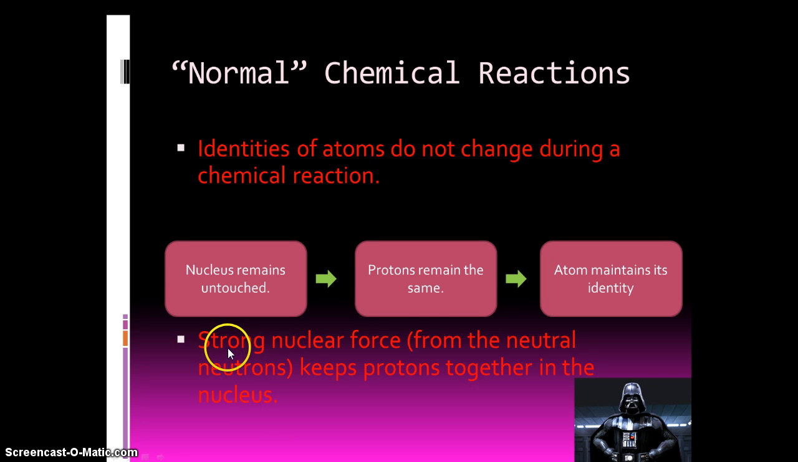So we have what's called a strong nuclear force. That's why the neutral neutrons are in the nucleus. It basically keeps the protons together in the nucleus, and it keeps them spaced far enough apart so they're in a stable configuration. That's essentially just called the force, or a strong nuclear force. Hence the picture down here.